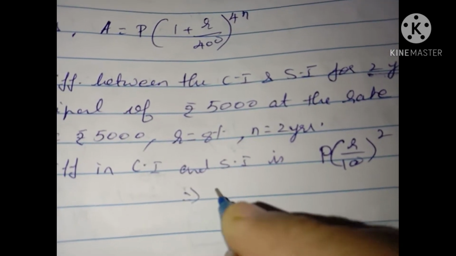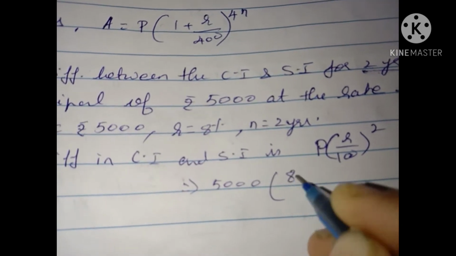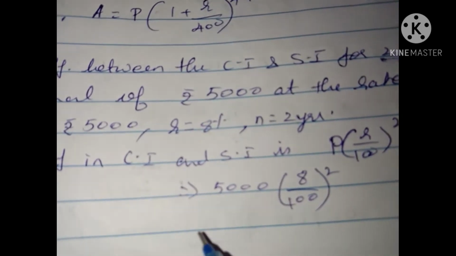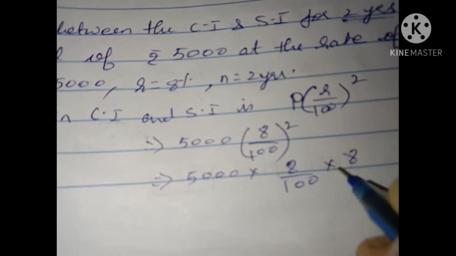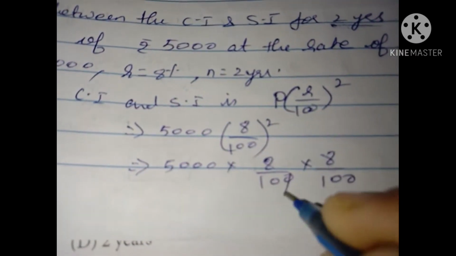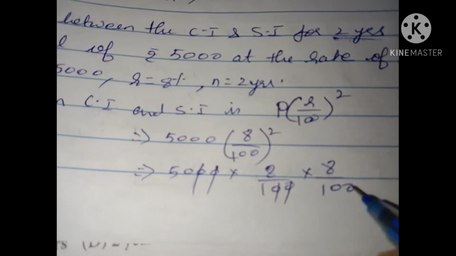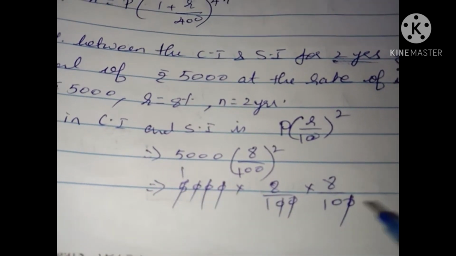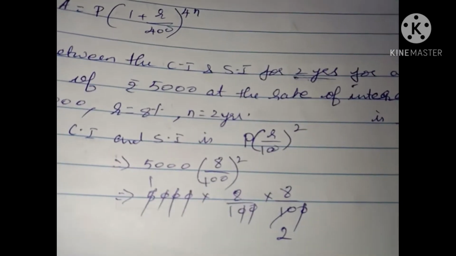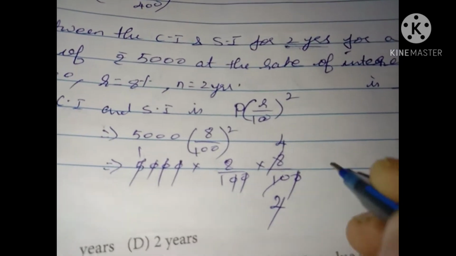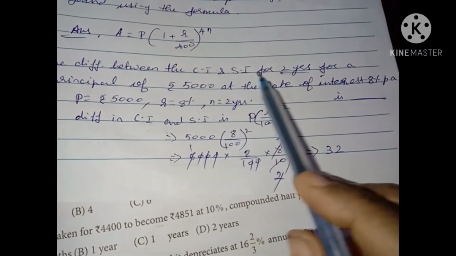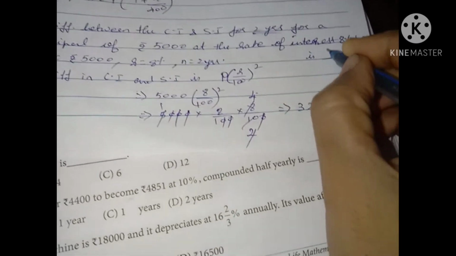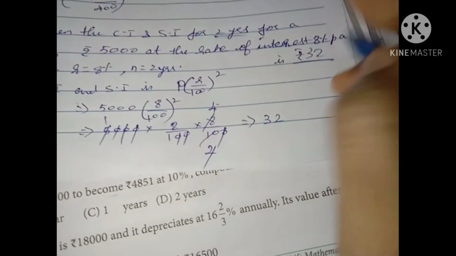Here the P value is 5,000, r is 8 by 100 the whole power 2, which is equal to 5,000 into 8 by 100 into 8 by 100. So first cancel the zeros. Then 1, 0. Then 5 table, 5 ones are 5, 5 twos are... Here again in 2 table, 2 fours are... 8 fours are 32. Therefore, the difference between the compound interest and simple interest is rupees 32.